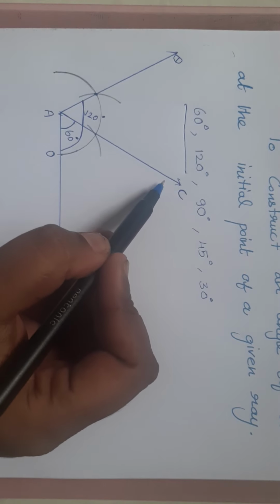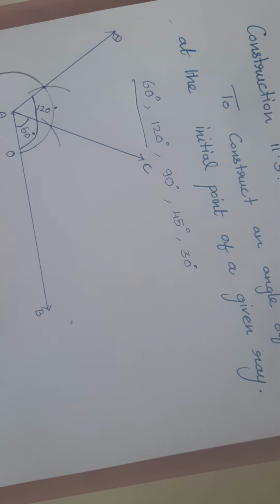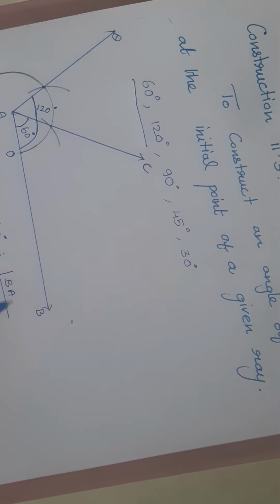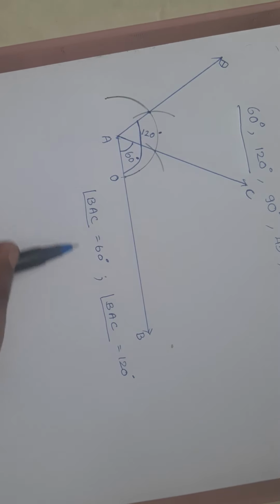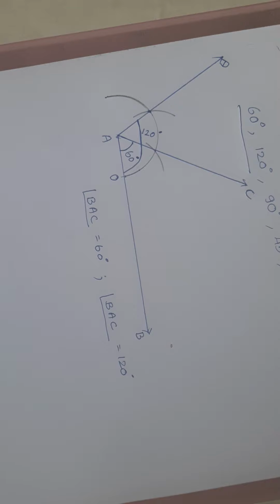Otherwise, angle BAC is 60 degrees. The same angle BAC is 120 degrees also. Here itself I will show you the 30 degrees also.